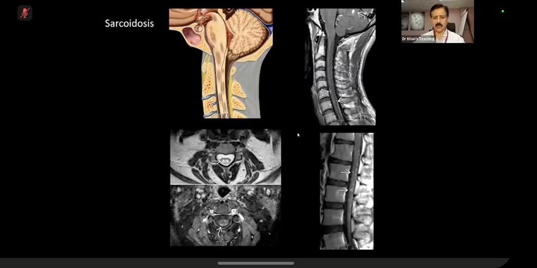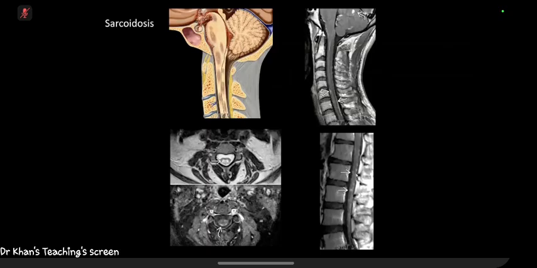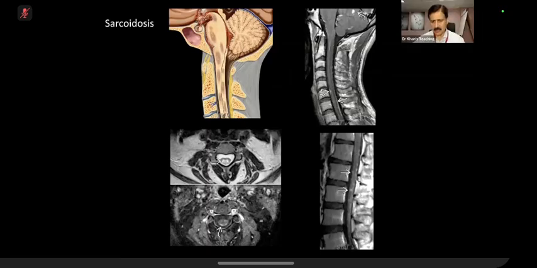So we were talking about sarcoidosis, and look at this case. Can you see my mouse, candidate 2? Yes, I can see it. So look here. You can assume that it is sitting on the pia mater, and from there it goes in, so it will appear as if it is intraparenchymal.